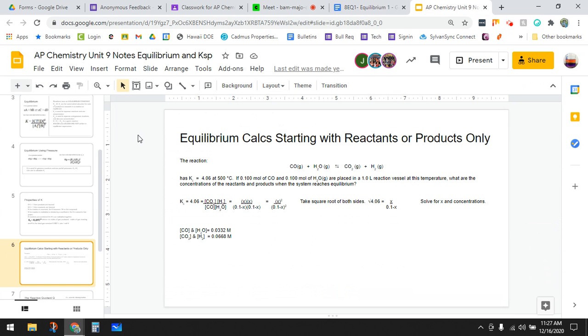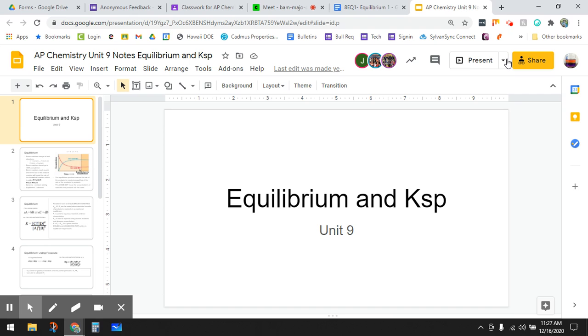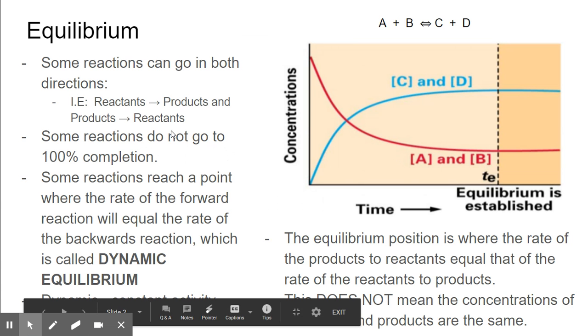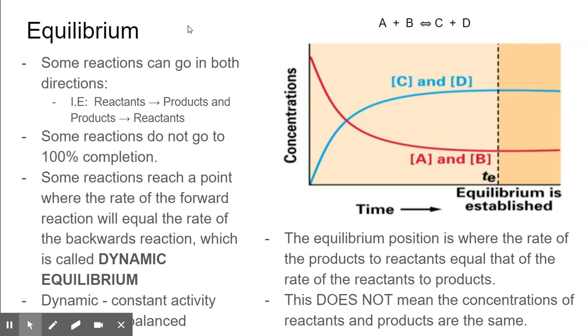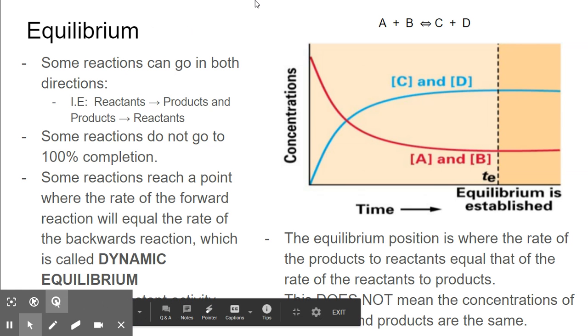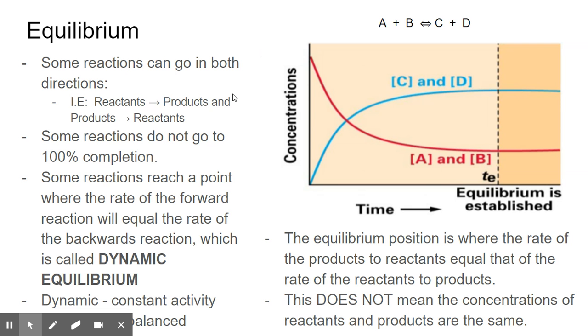Okay, so let's talk about equilibrium. First of all, most of the reactions we've talked about so far, we've only talked about them going in one direction, right? We've only talked about them going from reactants to products. However, a lot of reactions actually occur in both directions. So reactants go to products, and then some products turn back into reactants. They're kind of going back and forth.